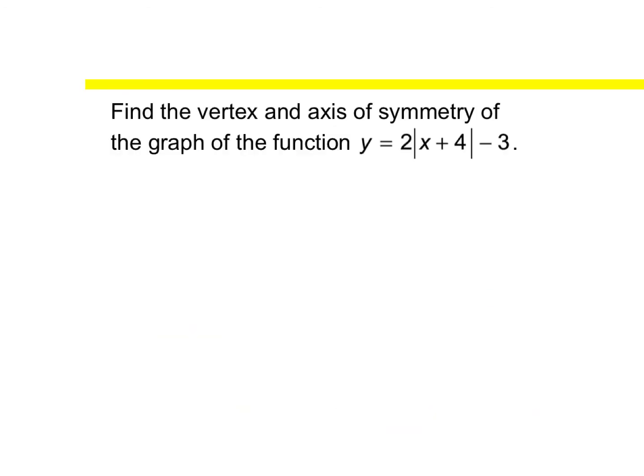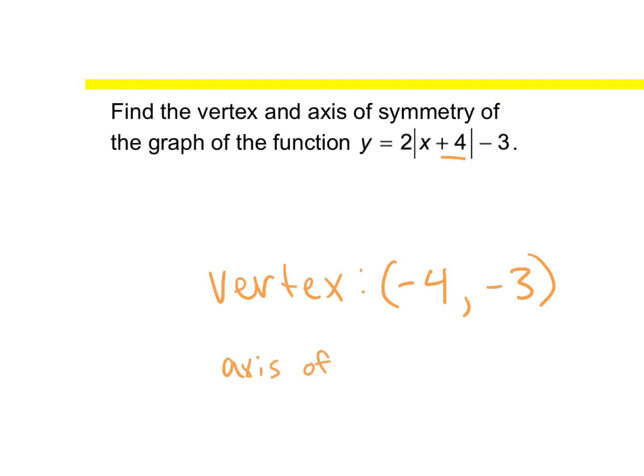In the next example, all we have to do is find the vertex and axis of symmetry. So what would our vertex be? Awesome. The 4 comes from the inside, so we always have to change the sign of h, so it would be -4, and then k stays the same, so -3. And what's our axis of symmetry? x equal to -4. Perfect. It always repeats that first number.